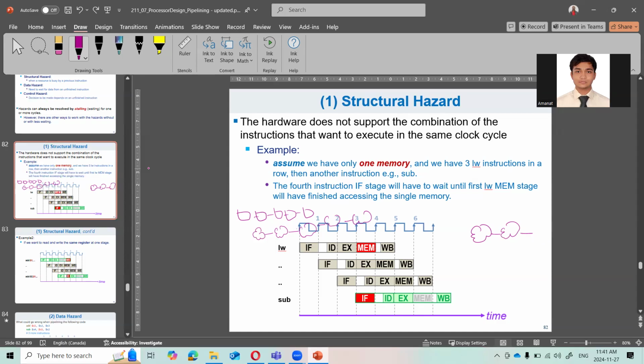Okay. Now, when should we stall? First, let us look at the structural hazards. So here we see the example of a structural hazard where we have to fetch from the memory, right? And the memory operation also uses the memory. So if two hardware units are contending for the same resource, right, then that's a hazard.